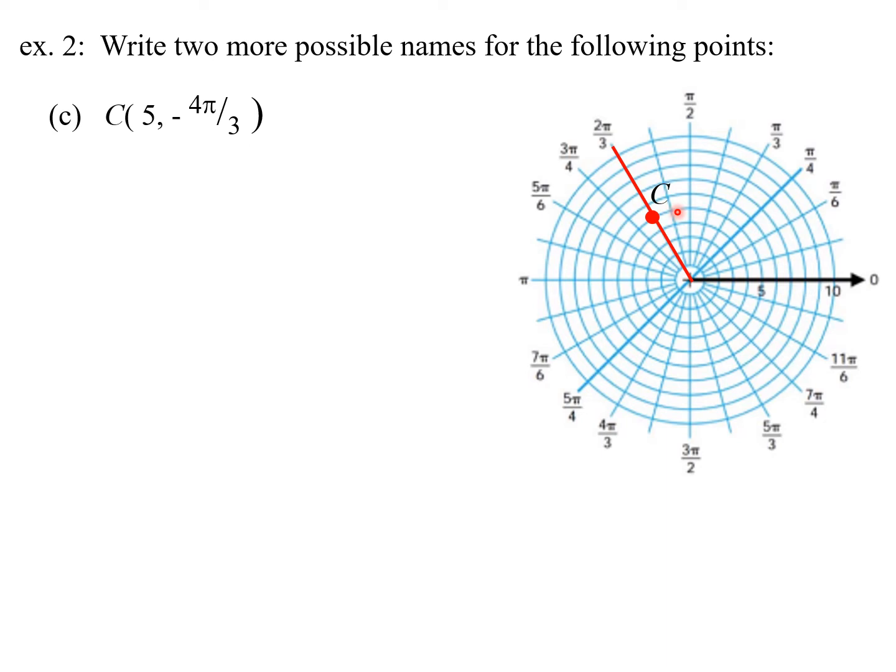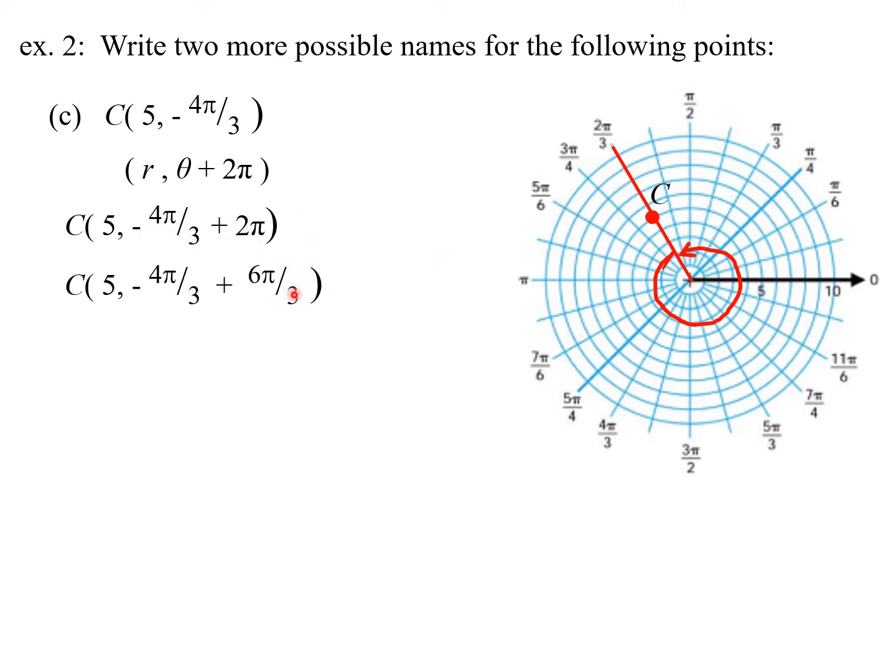Okay, and to get another name, we're going to apply the same strategy as before. We're just going to add 2 pi to this existing direction. When I do that, it's going to be negative 4/3 pi plus 2 pi. Common denominators of 3, you get 6 pi over 3, and then adding them, we get 5, 2 pi over 3. And that's another possible name.